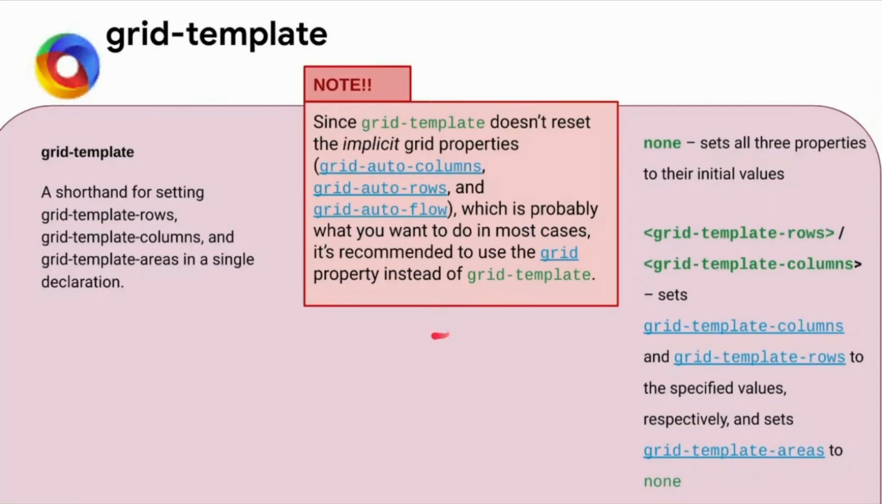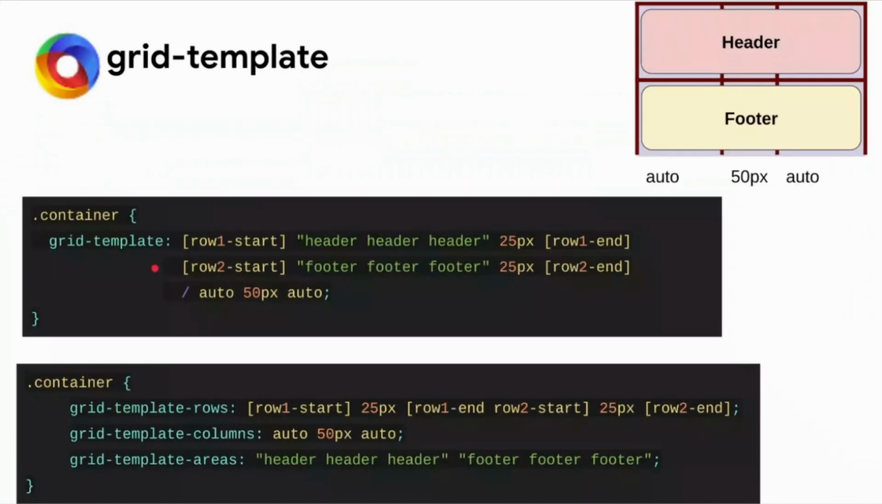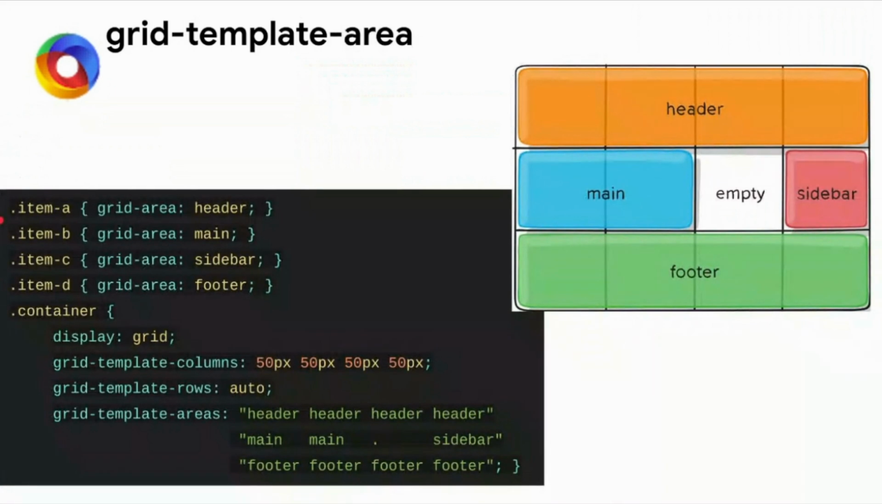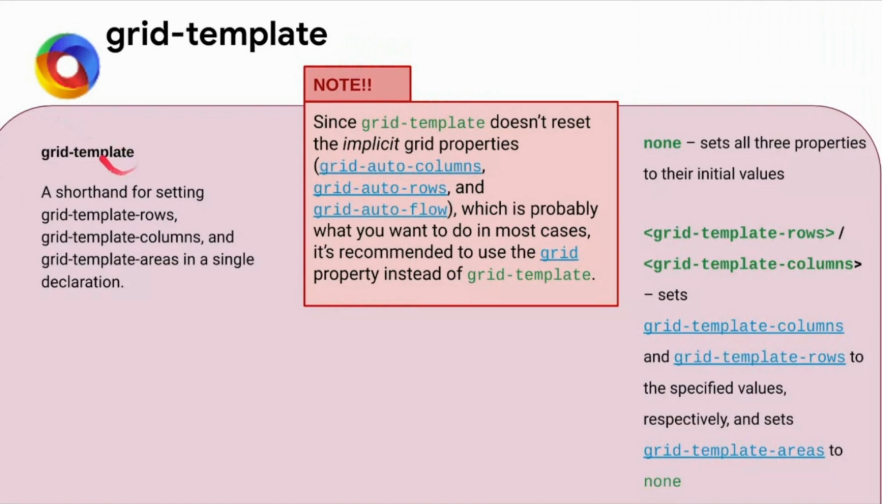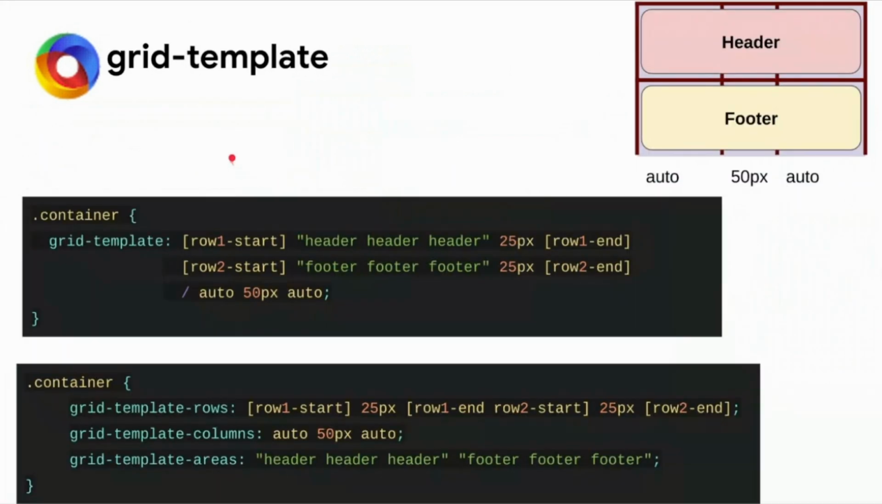So grid template is basically a shorthand for all the three properties: grid template rows, columns, and areas, which we have seen till now. Till grid template areas, for everyone it's clear. Now grid template is a shorthand for all these properties. Suppose in the grid template I have to make 2 rows and 3 columns, something like this. So what I can do is write grid template.